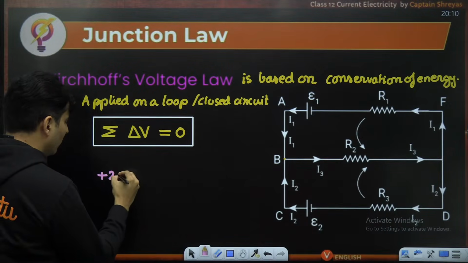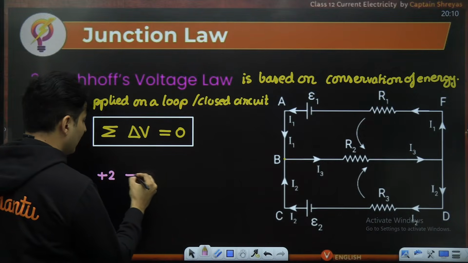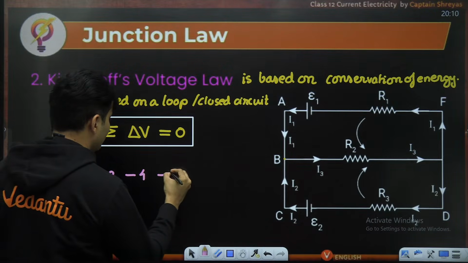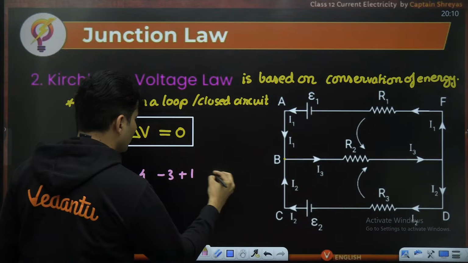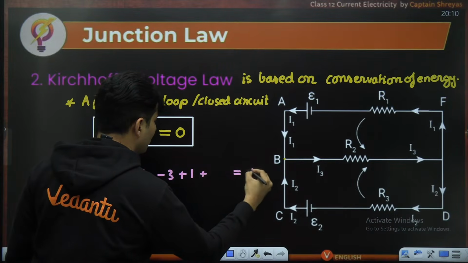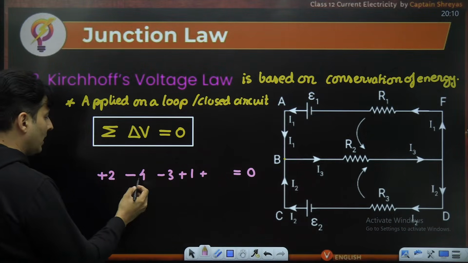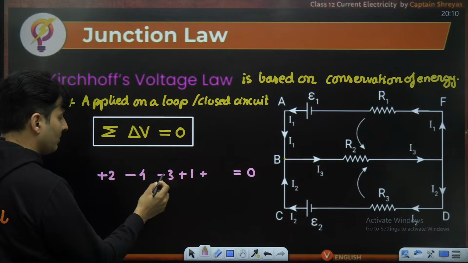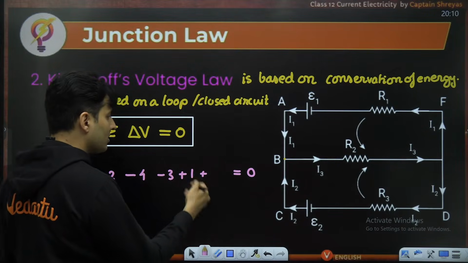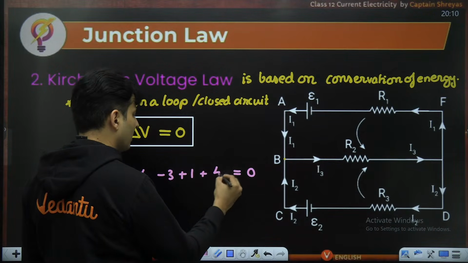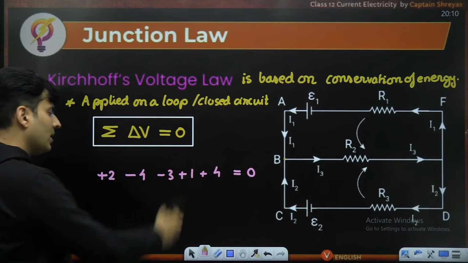I have +2 volts of increase across some device, another -4, then -3, then +1. So what extra voltage should be there so that it becomes 0? +2 -4 is -2, -2 -3 is -5, -5 plus 1 is -4. So +4 will make it 0. So this is how it works.